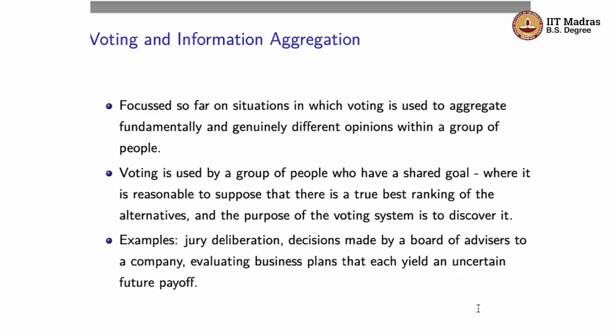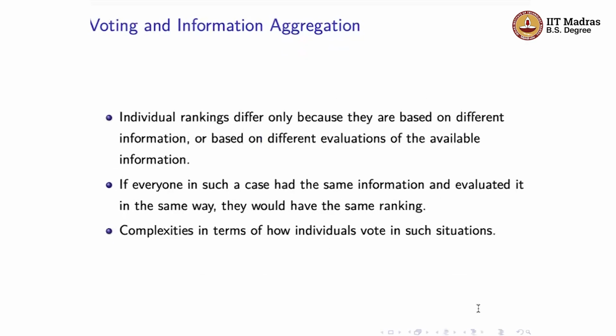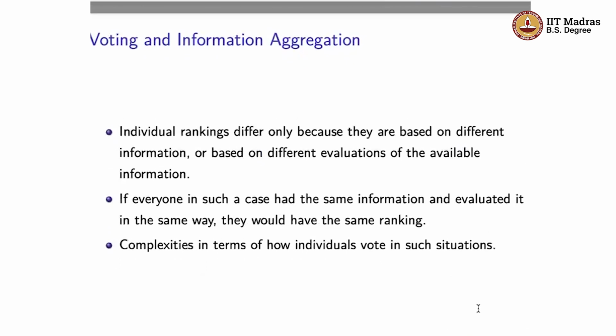So this is the exercise where we are basically combining the act of voting as well as information aggregation, right? So here, individual rankings among different alternatives differ only because they are based on different information, or because they are based on different evaluations of the available information, right? If everyone in such a case had the same information and evaluated it in the same way, then they would have actually had the same ranking, right?